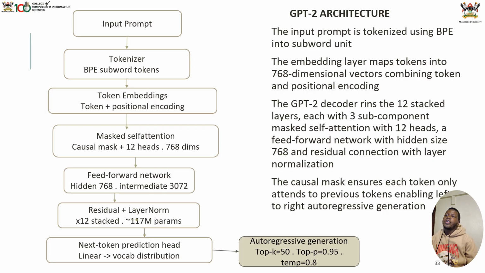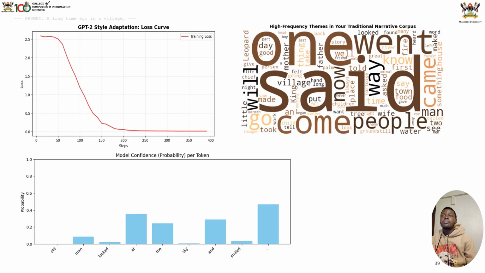As you can see in the architecture of this GPT, one has to input a prompt. The prompt is tokenized, and from the tokens we get the token embeddings. Then we have the masked self-attention, the feed-forward network, the residual layer norm, then the next-token prediction head. From this, we can have autoregressive generation, whereby we get an output based on the prompt that was given.